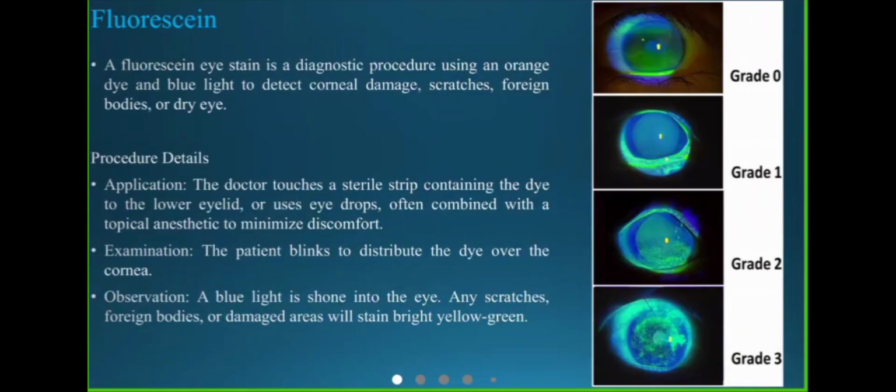After this, a blue light is shone into the eye. If there are any scratches or foreign bodies in the cornea, they will be stained a bright yellow-green color, and this can be graded with various numbers based on the intensity of the color: grade 0, grade 1, grade 2, and grade 3.